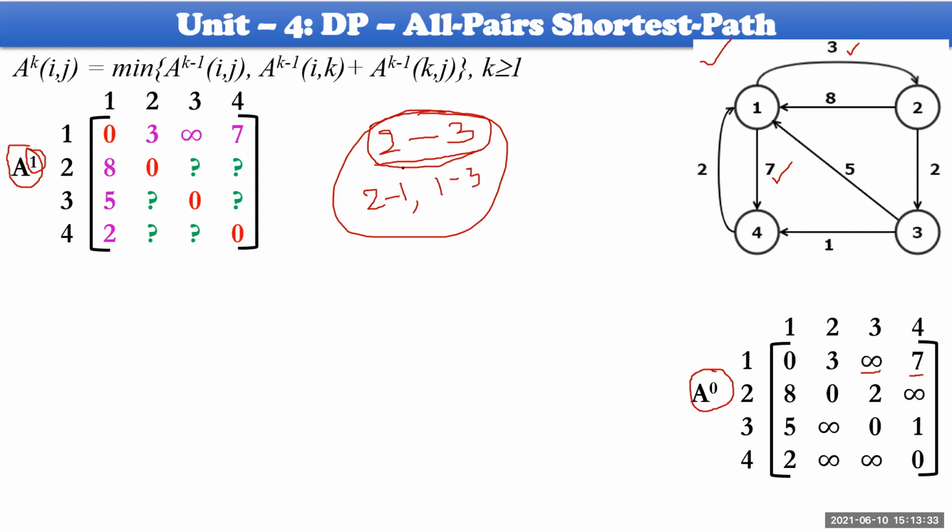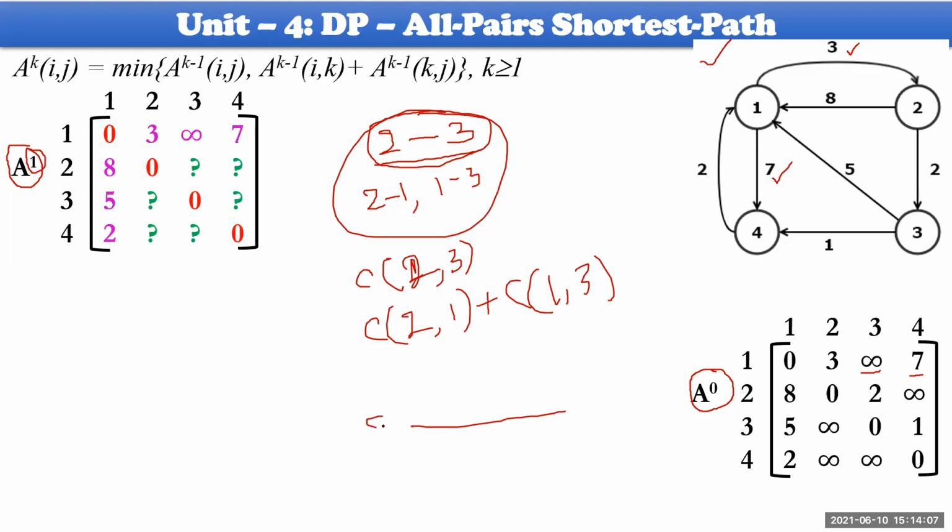Then what we are trying to identify here, so A power, whatever the value you have with you, that vertex will be the intermediate vertex. Take the cost of 2 comma 3, and take another cost of 2 comma 1 plus cost of 1 comma 3. In between 2 3, we have introduced 1 as an intermediate vertex. So that is why you could consider. So there is a cost in between 2 and 3.